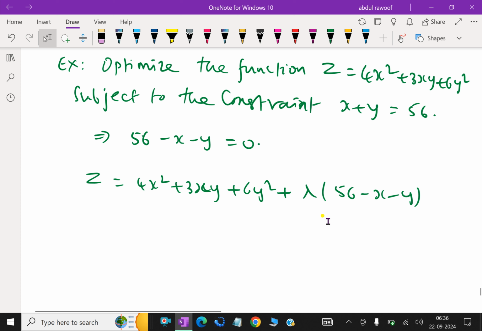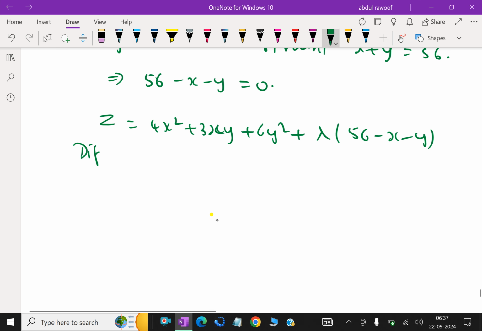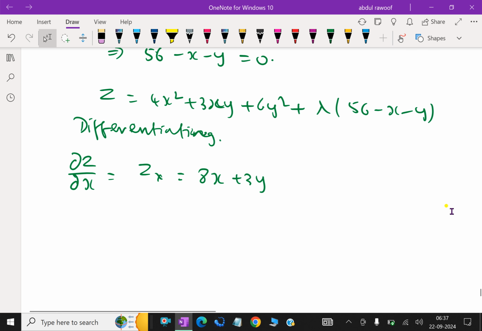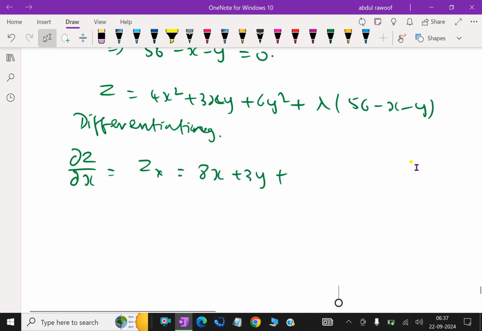Now, look at here, this is the function. Now differentiate it with respect to x, y, lambda. What is dou z by dou x, which you can say is zx? With respect to x, the derivative of this one is 8x. Treating y as a constant, the derivative of 3xy is 3y. The derivative of 6y squared is 0. Plus lambda times 56, derivative is 0, and lambda times x gives minus lambda. The derivative of lambda y is nothing, 0. So we equate this to 0.